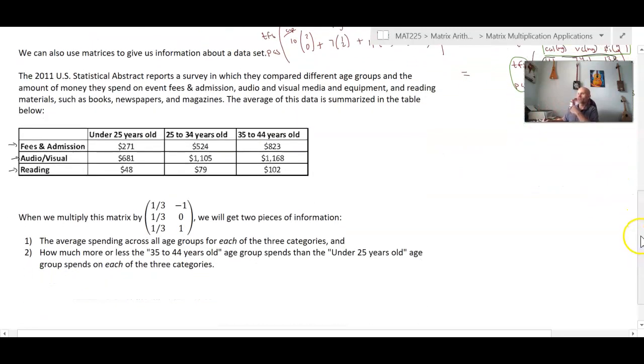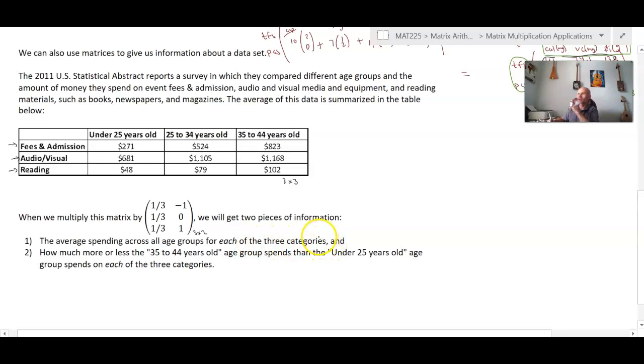Now, what can we do with matrix multiplication? Well, I'm going to argue that if we multiply this 3 by 3 matrix by this 3 by 2 matrix, we're going to get two pieces of information. The first one being the average spending across all age groups for each of the 3 categories.